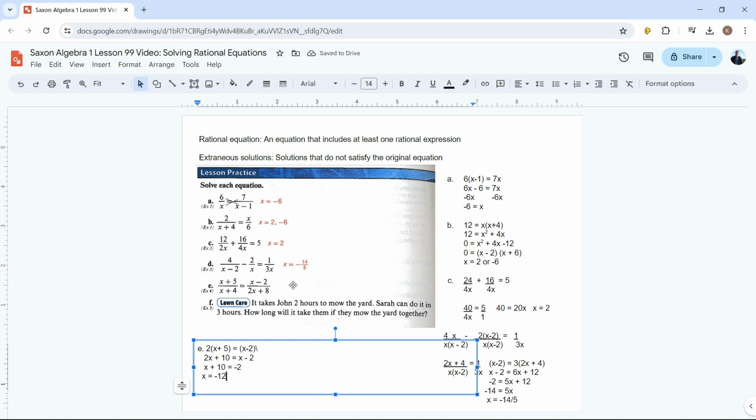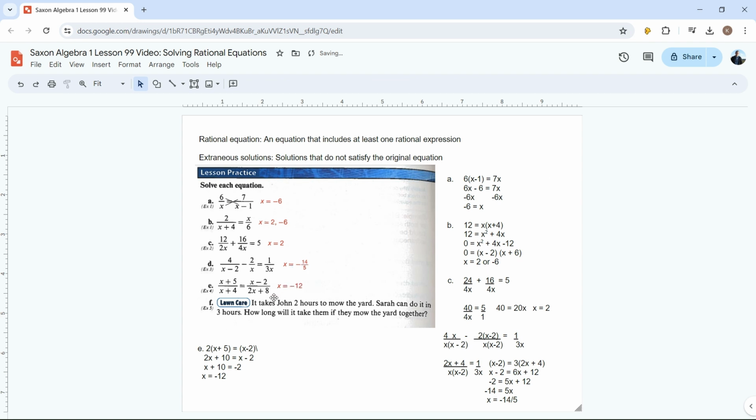Let's just see if I answered that correctly. Now let's just double check and make sure. If I plug in negative 12 for these denominators, I'm not going to get 0, am I? 2 times negative 12 is negative 24 plus 8. No, that's not 0. Negative 12 plus 4. Nope, that's not 0. Okay, it's fine.